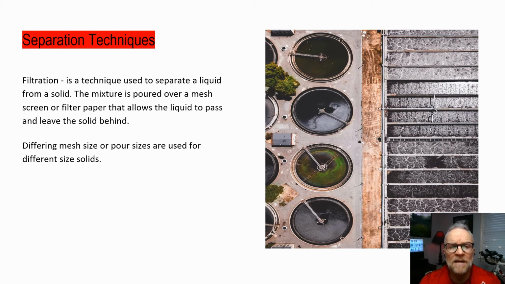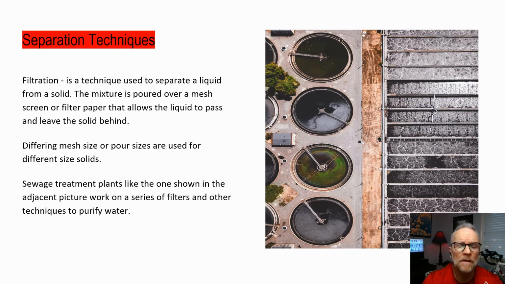Different mesh sizes or pore sizes are used for the different size solids. And I think you've probably seen your mom and dad filter coffee, or maybe you drink coffee and filter coffee out. That would be an example of that. The water passes through the coffee grinds and comes out as flavored coffee, but the coffee grinds themselves stay behind. A sewage treatment plant, like the one shown here, is a similar setup: a series of filters and other techniques to purify the water. Very good.